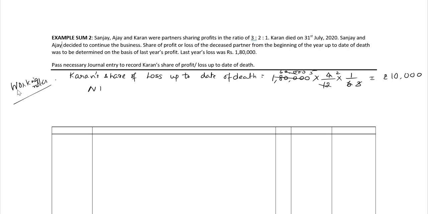There is no change in the new profit sharing ratio of the continuing partners Sanjay and Ajay. It continues to be 3:2. So the journal entry will be passed through the P&L suspense account.